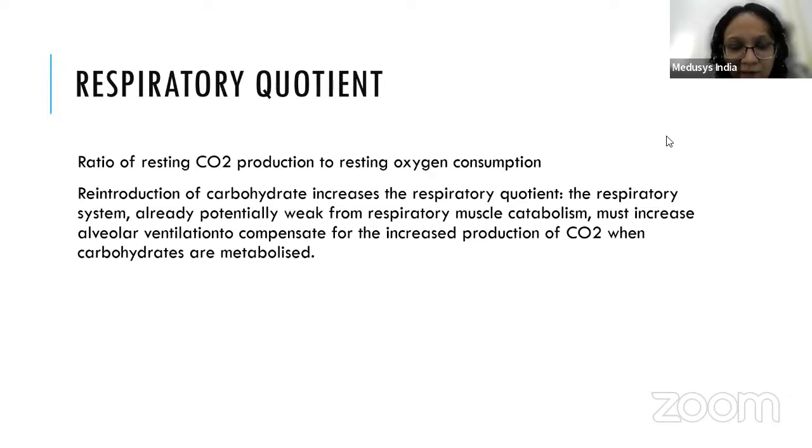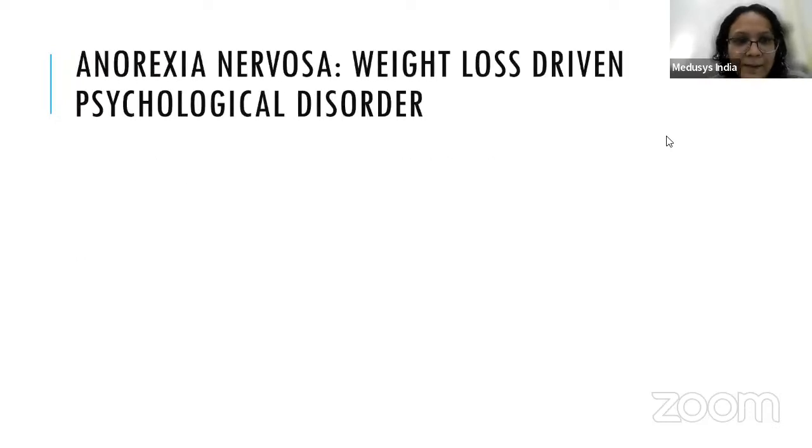There is a last chapter, Miller volume 2. I think it is the second or last chapter, or you can just find it, there is a very nice table related to respiratory quotient, and they have given it very nicely. Just go through it. Then we will come to some applied things like anorexia nervosa, a weight-loss-driven psychological disorder.